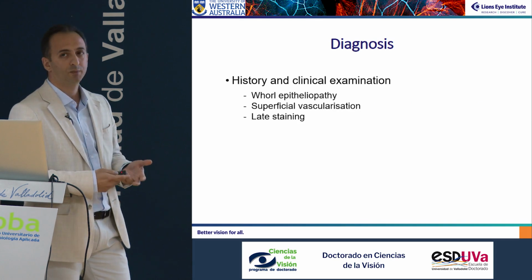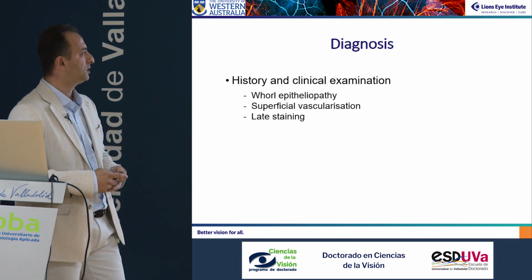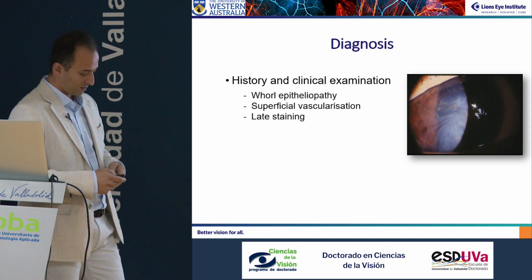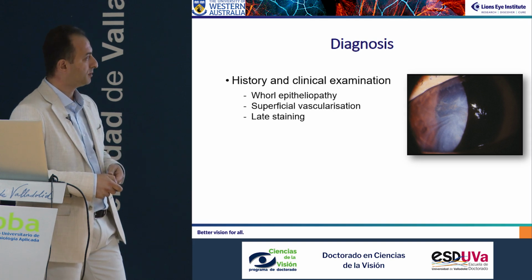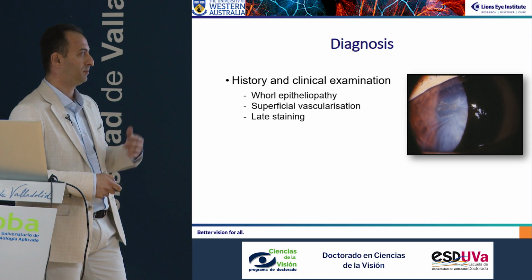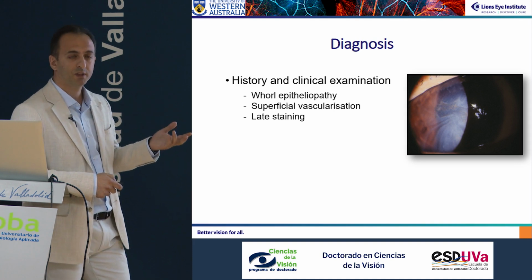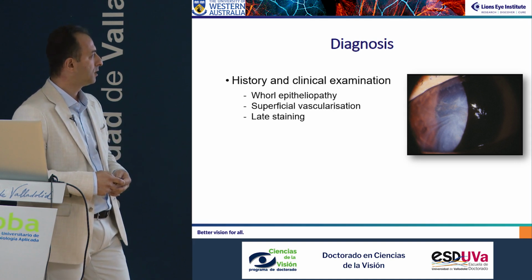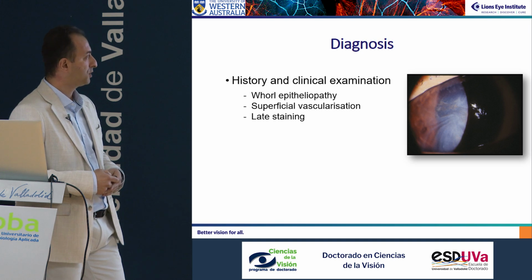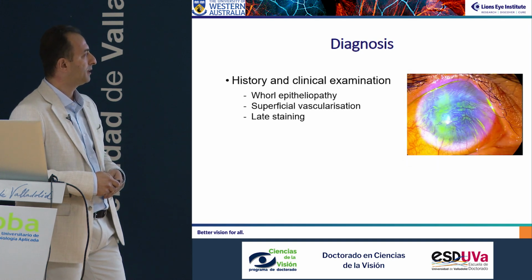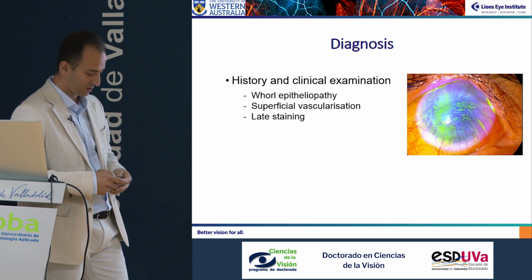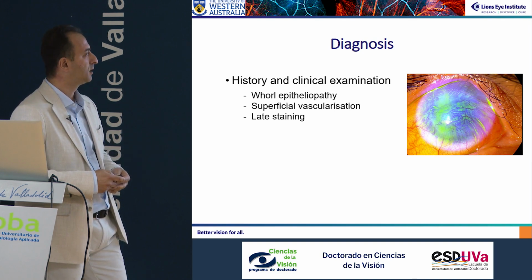How do we diagnose limbal stem cell deficiency? It's mainly clinical, based on history and clinical examination. We might see this whorl-like epithelial pattern, which shows the presence of conjunctival epithelium on the cornea, which is abnormal. Or we may have superficial vascularization, and also late staining, which is typical of the conjunctival tissue on the cornea and a sign of limbal stem cell deficiency.